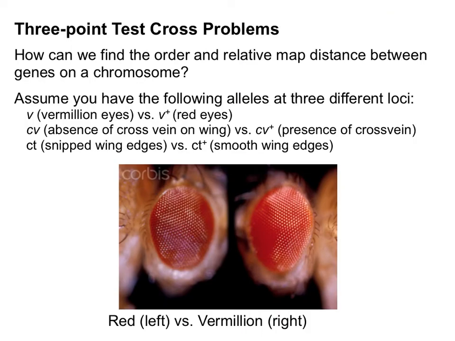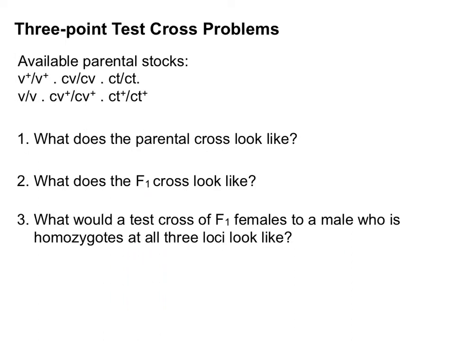So how do you go about solving a 3-point test cross problem? Well, first, we're going to make the assumption that we're actually dealing with 3 loci, where at each locus there's a different gene that influences some aspect of an organism's phenotype. So in this example, we have an eye color locus and then 2 wing phenotype loci. Also in this sample problem, we have 2 parental stocks.